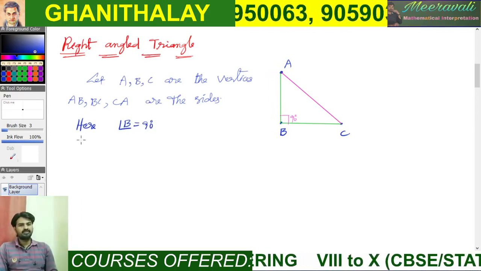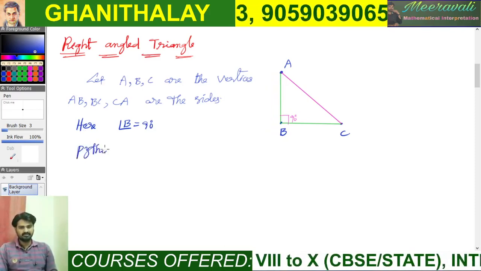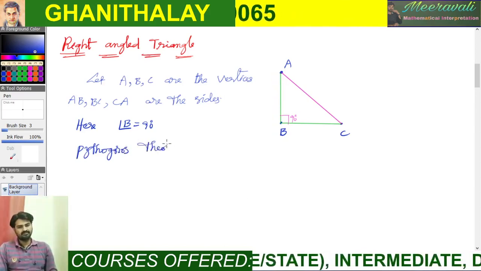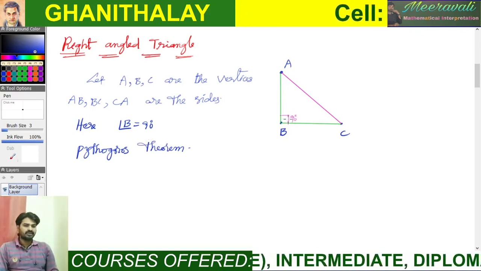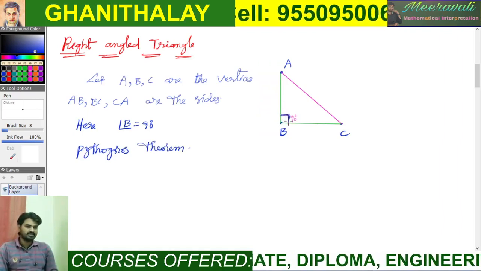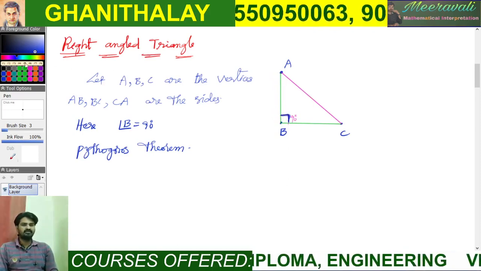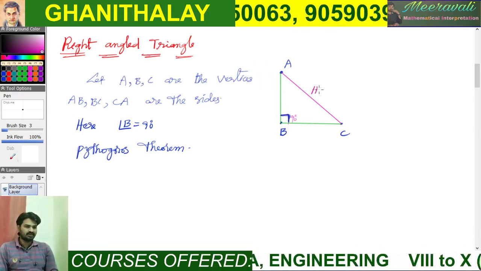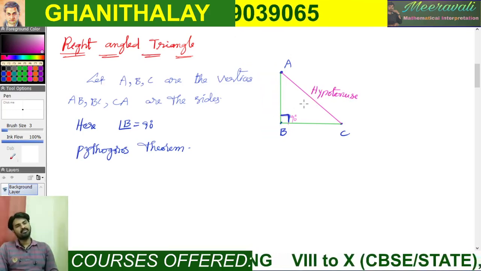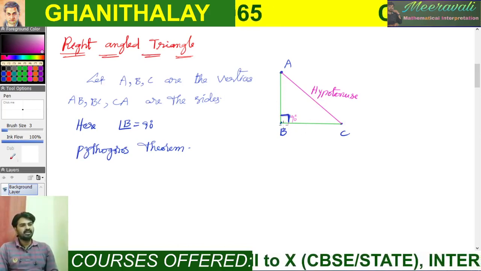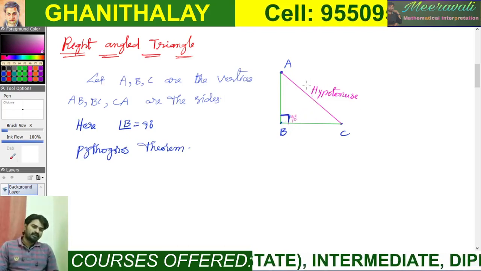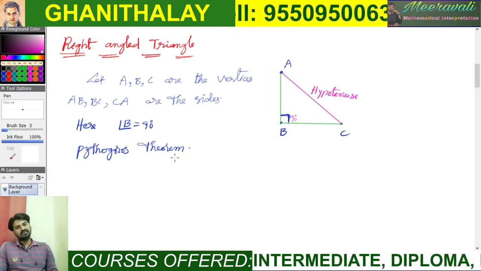So here we have to use the Pythagoras theorem. What is that? Pythagoras theorem. Where is the 90 degrees? At the sides AB and BC. The side opposite to it, which you have seen in pink color, is called the hypotenuse. The side opposite to 90 degrees is called the hypotenuse. The remaining two sides, AB and BC, are simply called the sides.